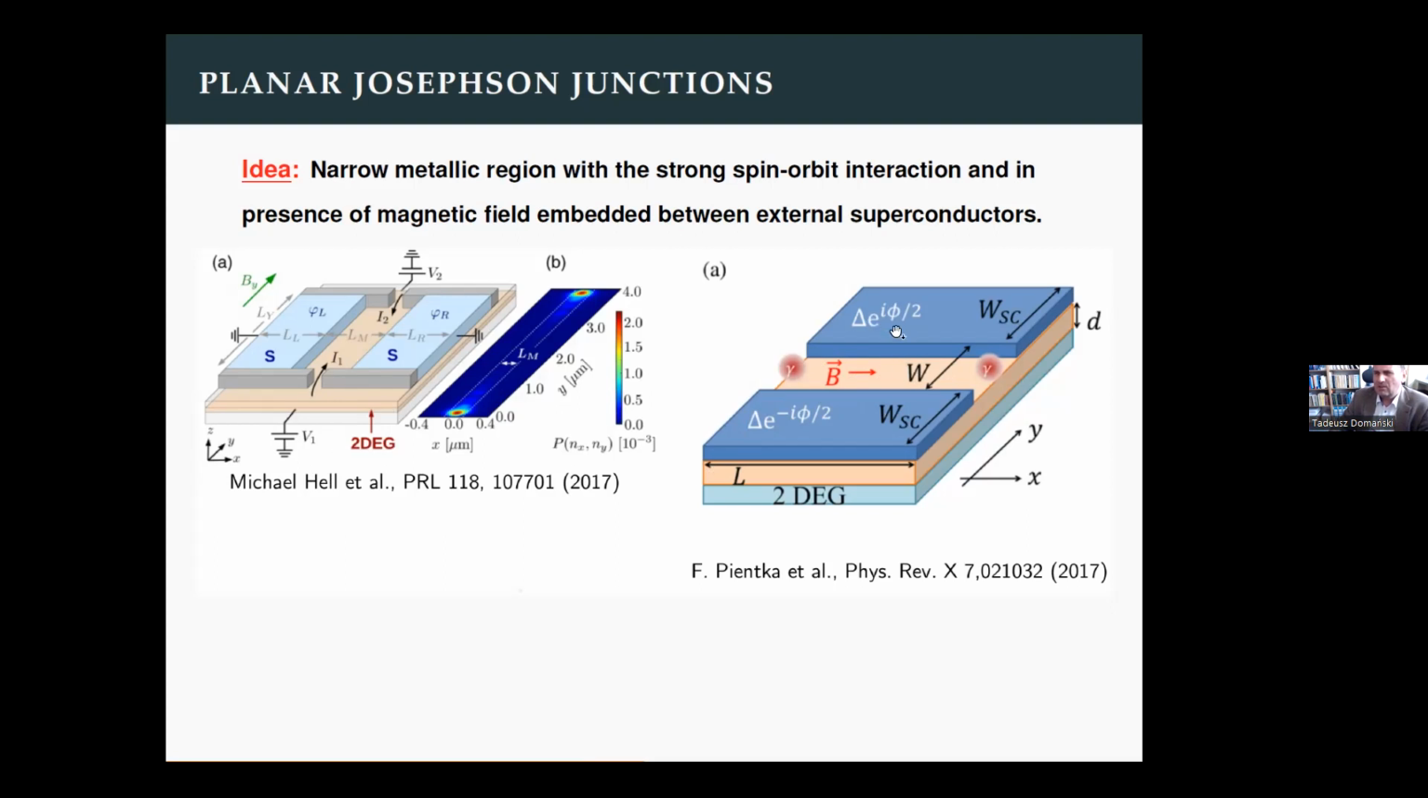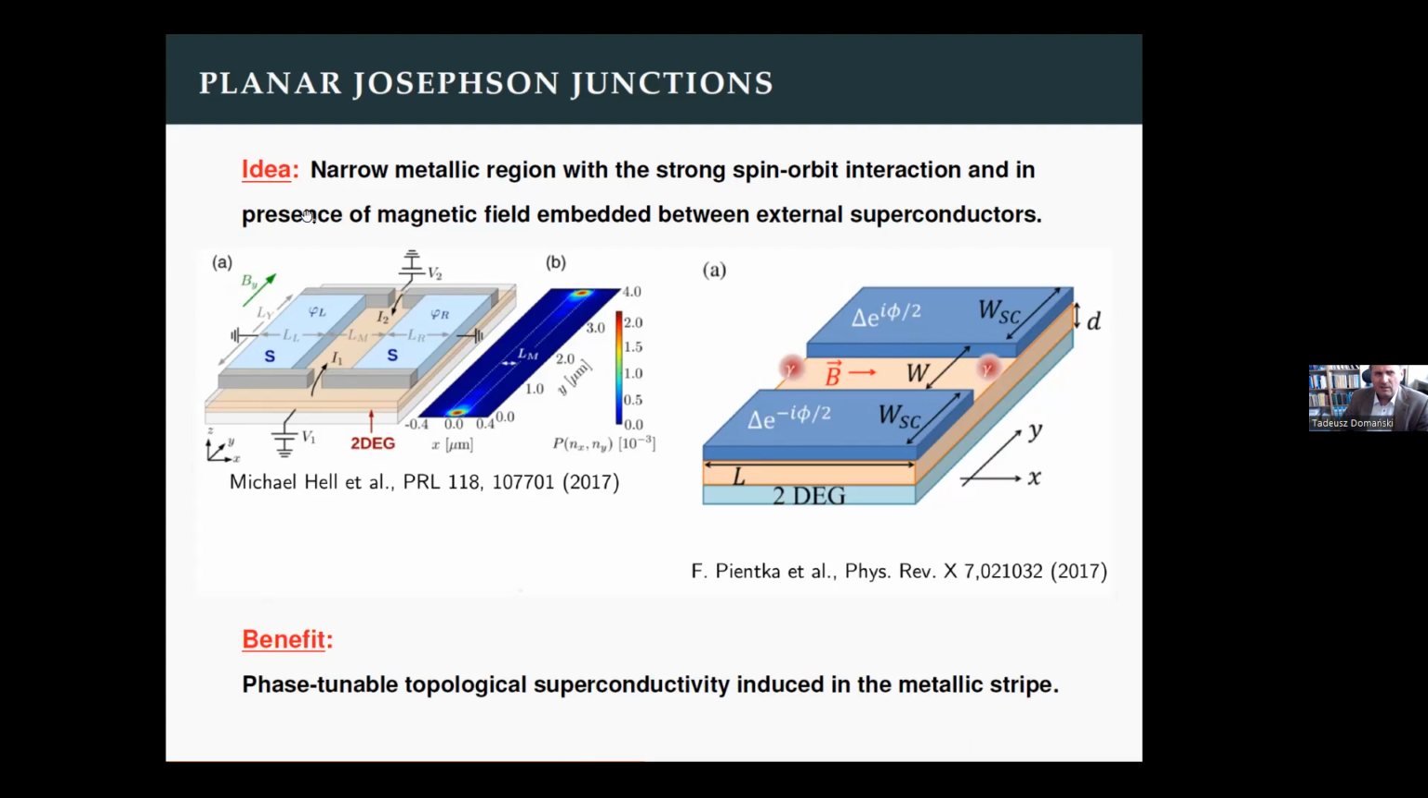inserted between external superconductors can first of all absorb Cooper pairs, and due to this interplay of spin-orbit interaction and the Zeeman effect, this proximity-induced pairing in this linking region could evolve into the topological phase, hosting zero boundary modes, these gamma on the left and right side here.